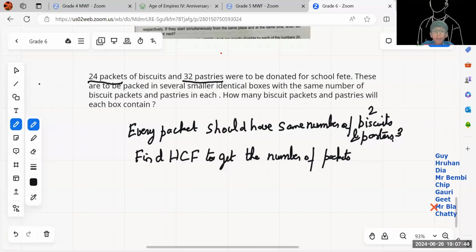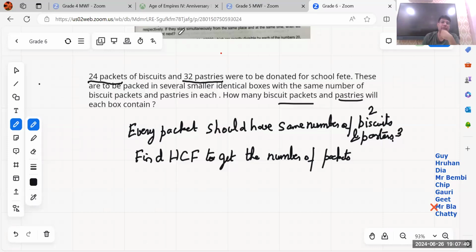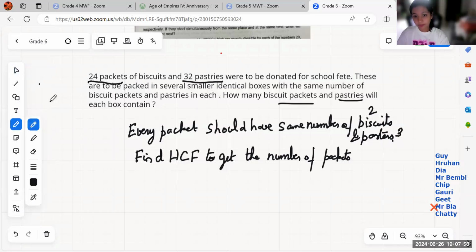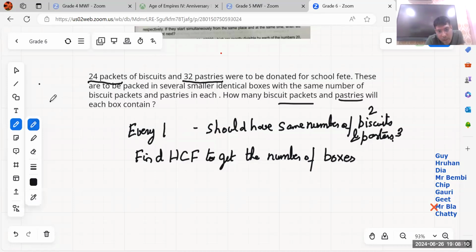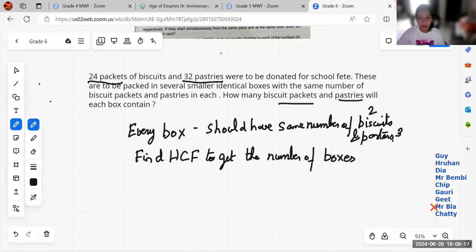We have to find how many biscuit packets and pastries will each have. I'm sorry, find HCF to get the number of boxes. And each box, because they have used the word packet, each box should contain. I found it. Yeah, what's the next step?